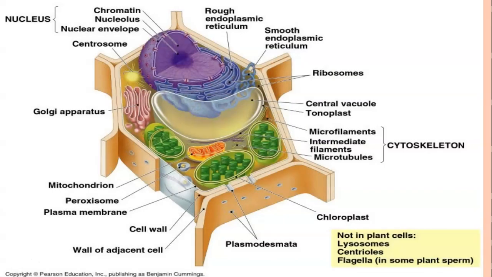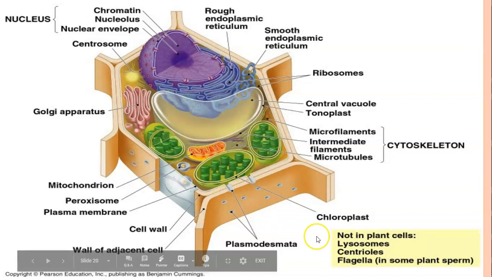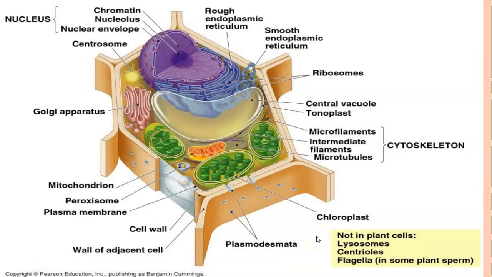This is what that cell looks like. You can see it does have chloroplasts, it does have a cell wall, and at the bottom you can see these little adjacent connectors, the plasmodesmata. Plant cells do not have lysosomes, they have peroxisomes.